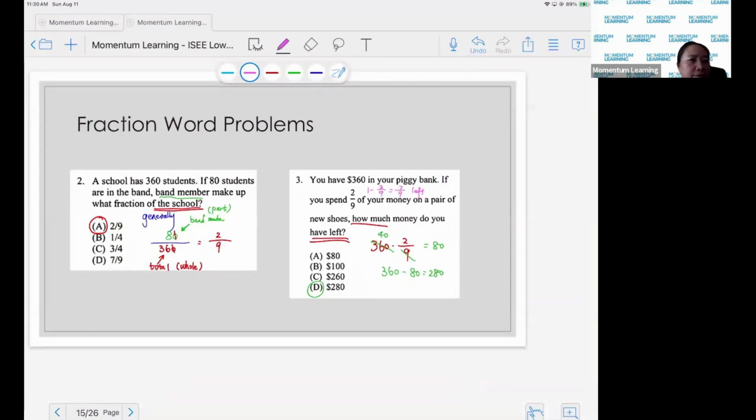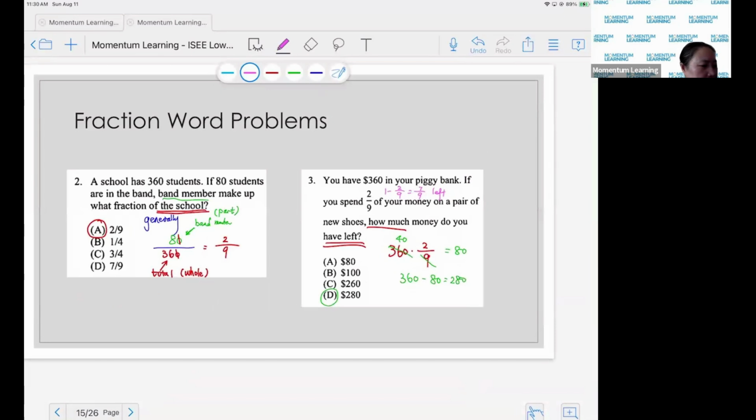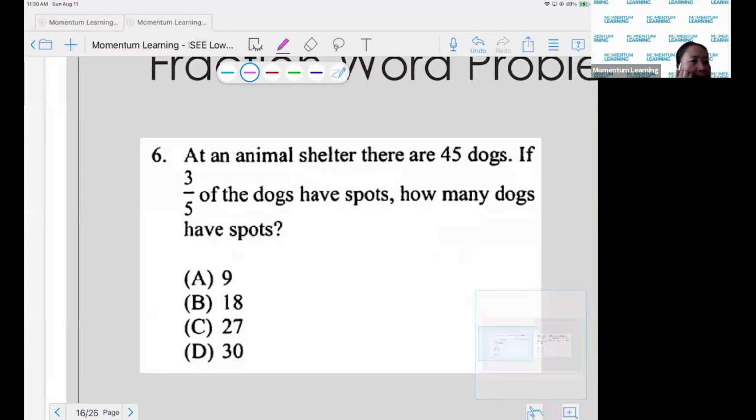So we have more fraction word problems. Fraction is also a fraction, ratio, percentage. Those are a big topic here. So let's look at the one on the left side.